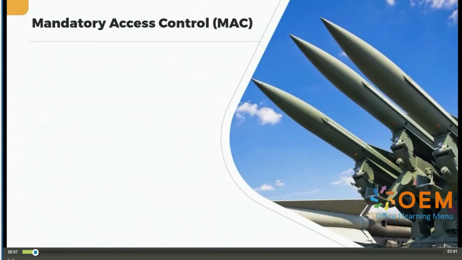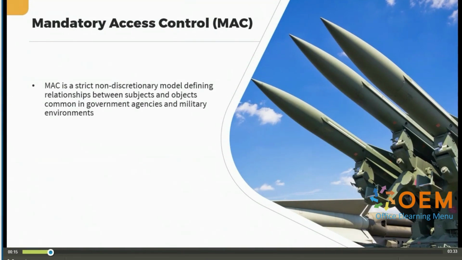Our next access control model is MAC. Here, the pendulum swings almost entirely the other way. MAC is a strict non-discretionary model defining relationships between subjects and objects, and it's common in government agencies, intelligence agencies, and military environments as well as their contractors.